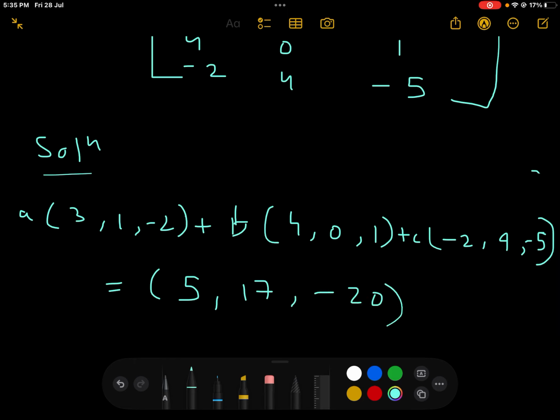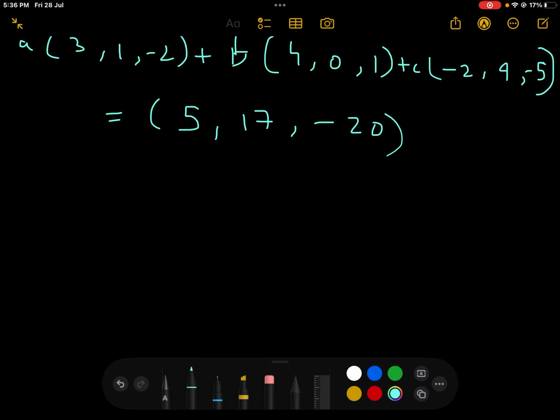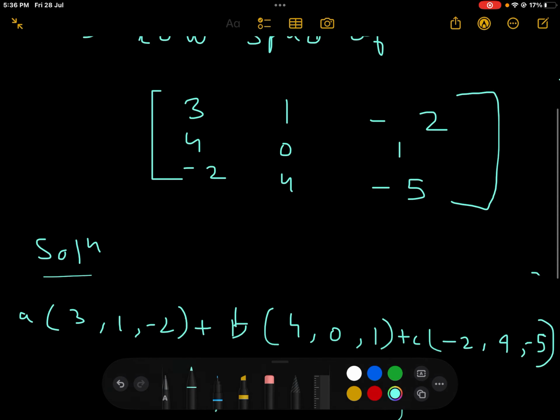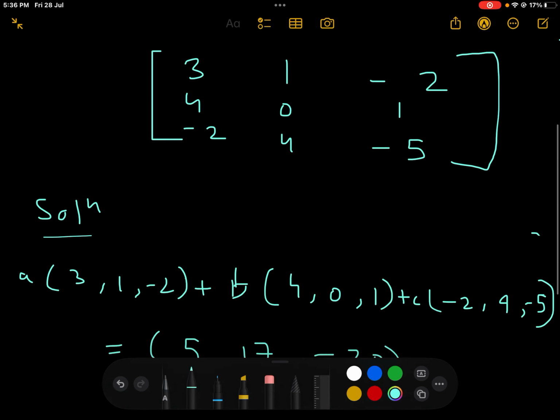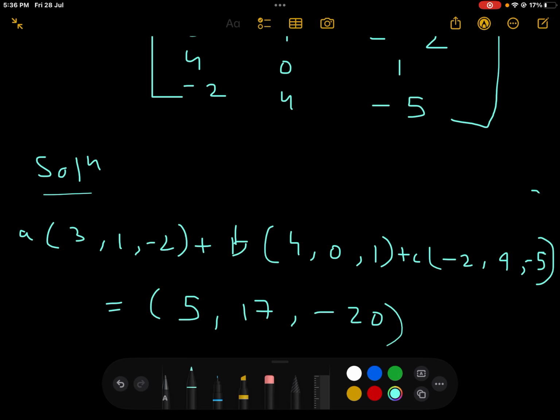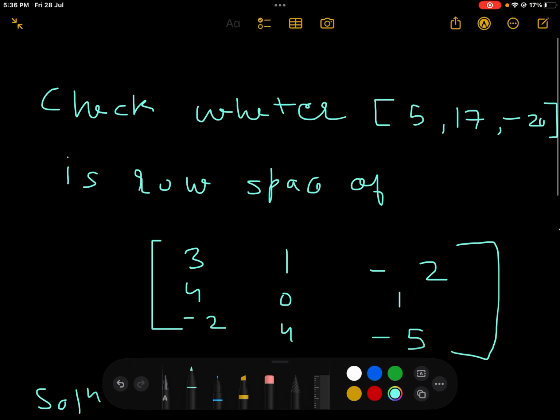Now if we get values for a, b, c, that means the given vector can be expressed as a linear combination of the rows of the matrix, so it will be in the row space. Now if we solve for these equations, we'll take the transpose of the matrix while finding the solution, because the equation is formed in such a way. A shortcut way to remember is that if A transpose augmented with b, the transpose of the given matrix augmented with the given vector, has a solution, then it will be in the row space.